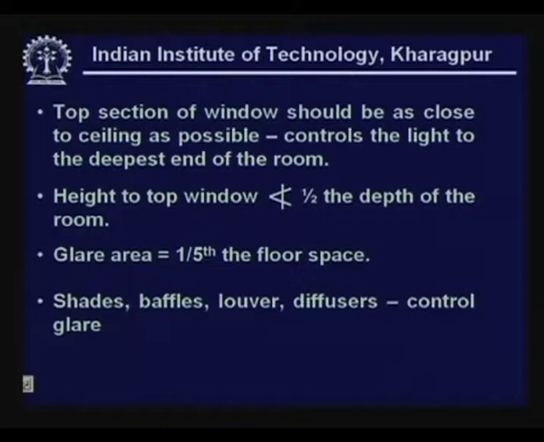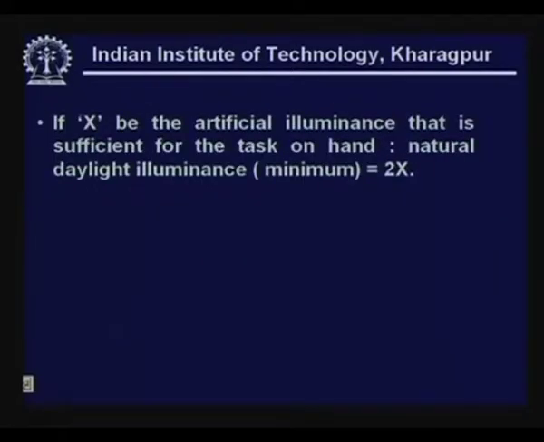Then, as already told, to have nearly uniform brightness independent of the daylight conditions, one could have a mix of partially screened things by using shades, baffles, lower diffusers, so that there is no glare whatsoever, and making the top of the window as close to the ceiling as possible. Let us say if the artificial illuminance that may be sufficient for the task is X, the minimum illuminance one should expect from the daylight should be 2X.